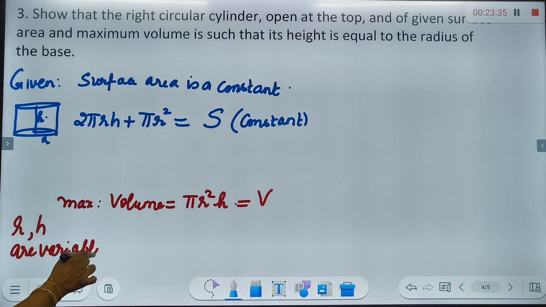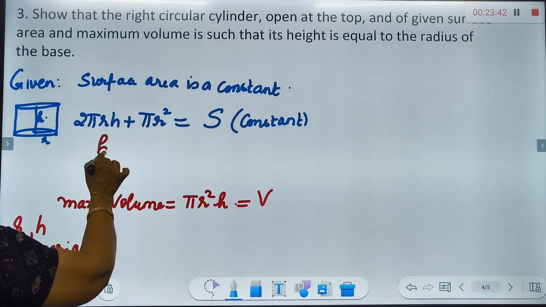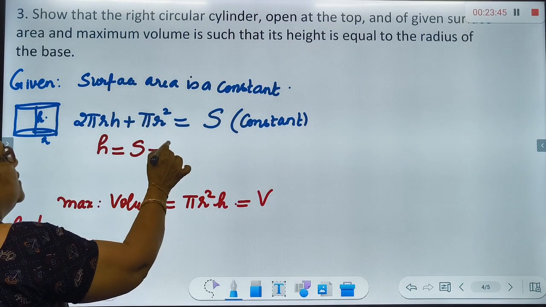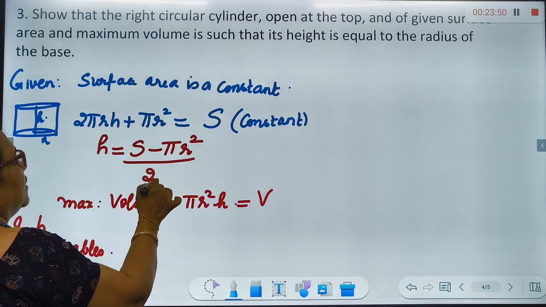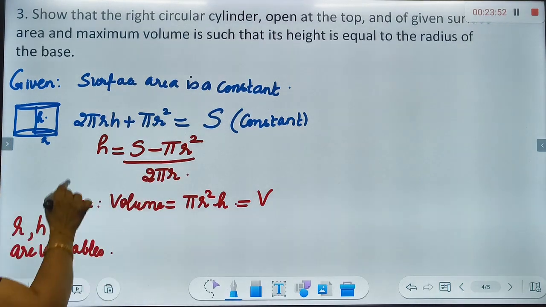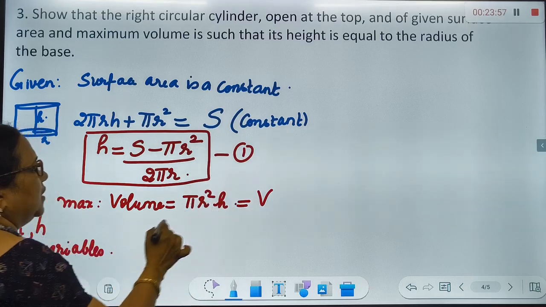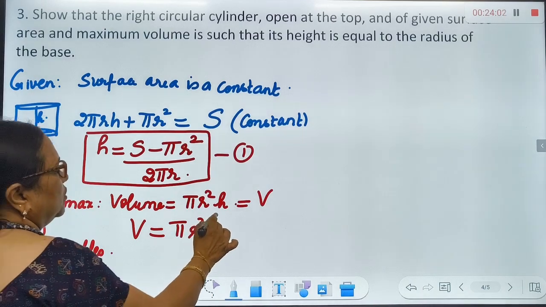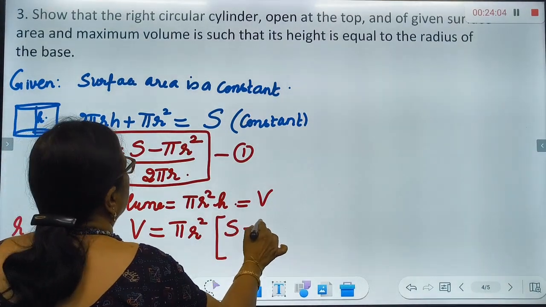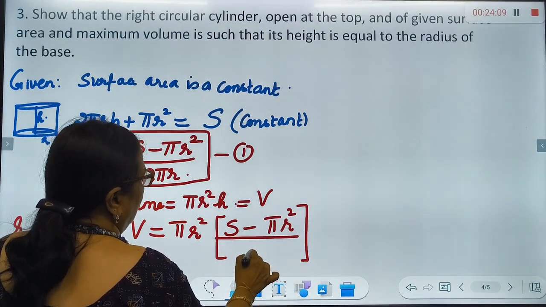So, we need to express one in terms of the other. How will you express? Using the given information. So, from this, it's easier to express H. S is a constant. S minus pi r square by 2 pi r is your H. Now, volume is equal to pi r square into S minus pi r square divided by 2 pi r.